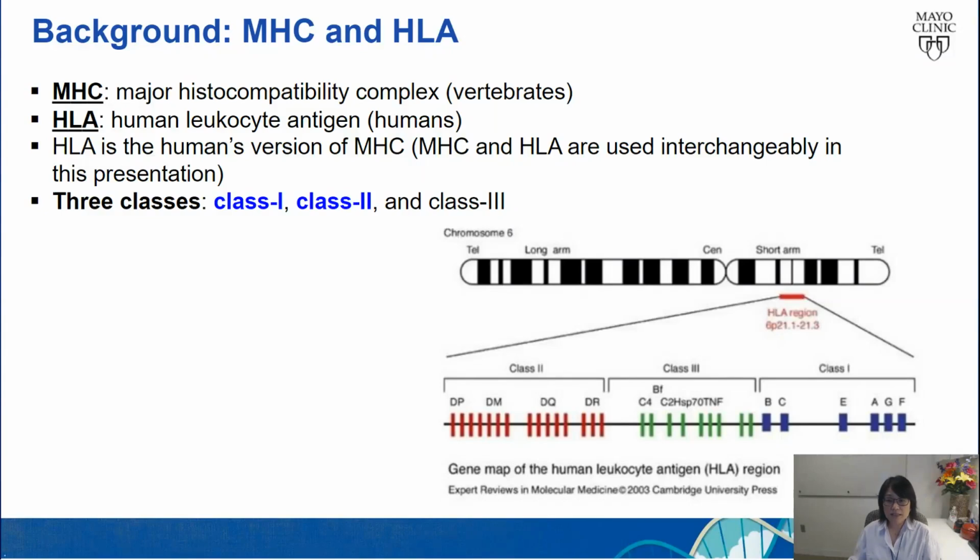There are 3 classes of HLAs. Class 1, including HLA A, B, C, E, F, G. Class 2 of DP, DQ, DR, DM, and Class 3. Class 3 HLAs are not involved in peptide or antigen presentation, so we'll only focus on HLA 1 and 2 for this talk.